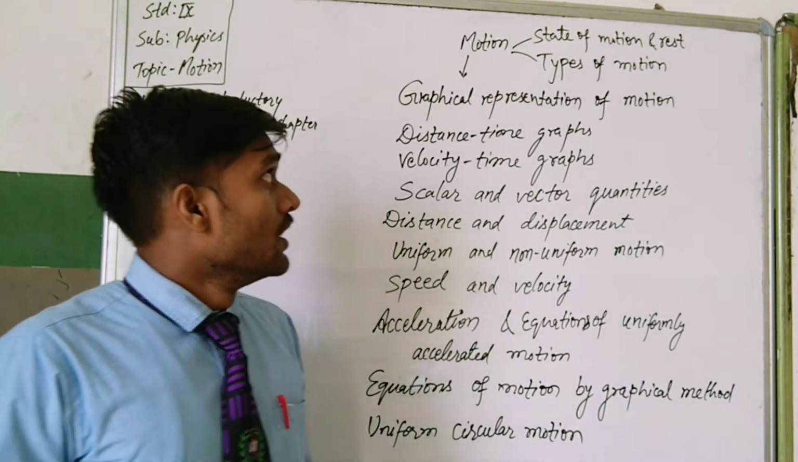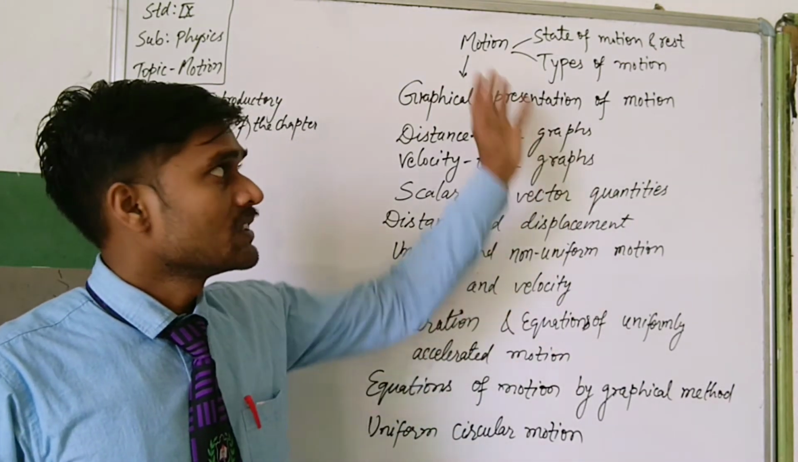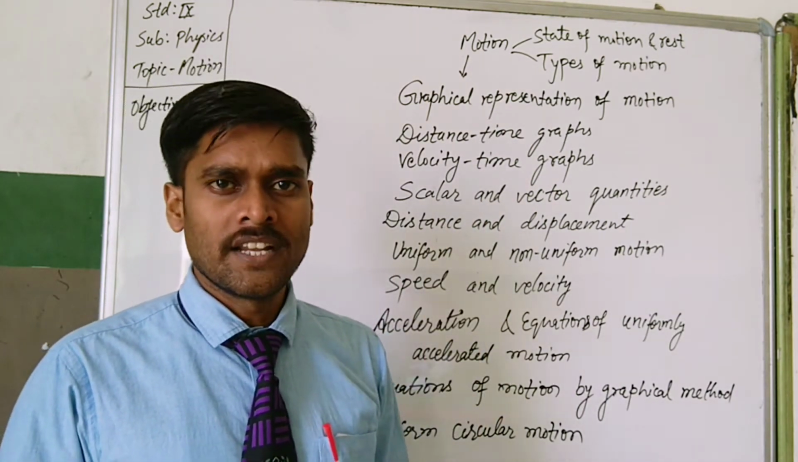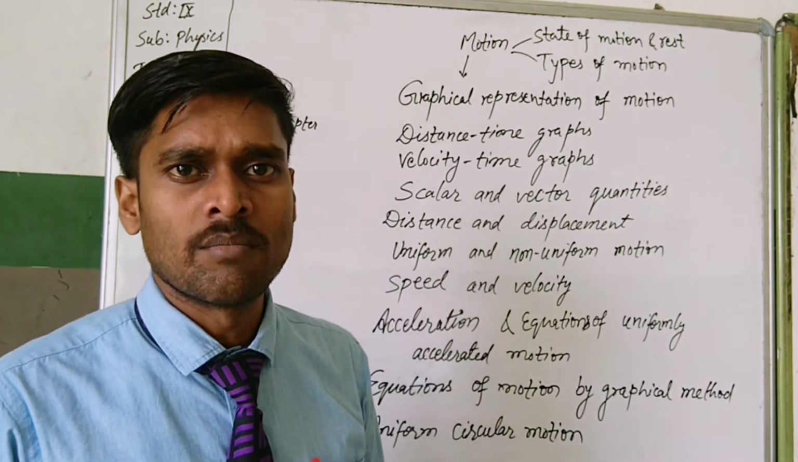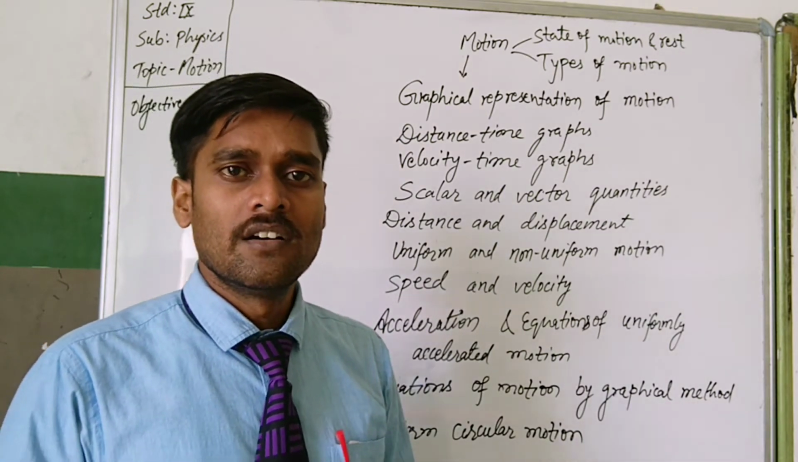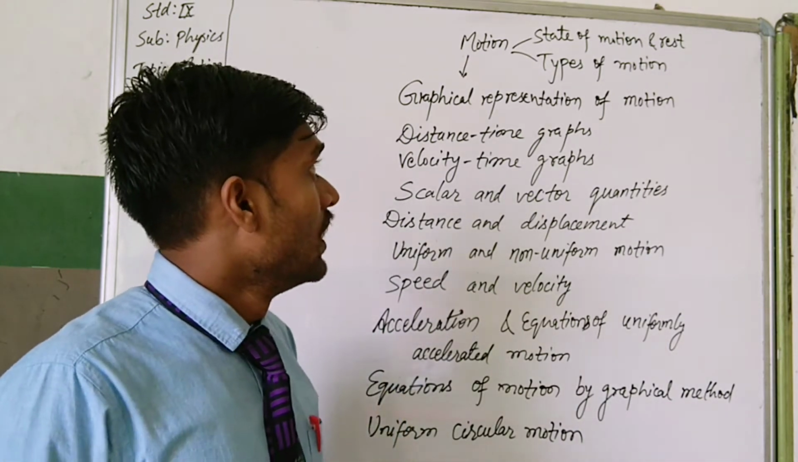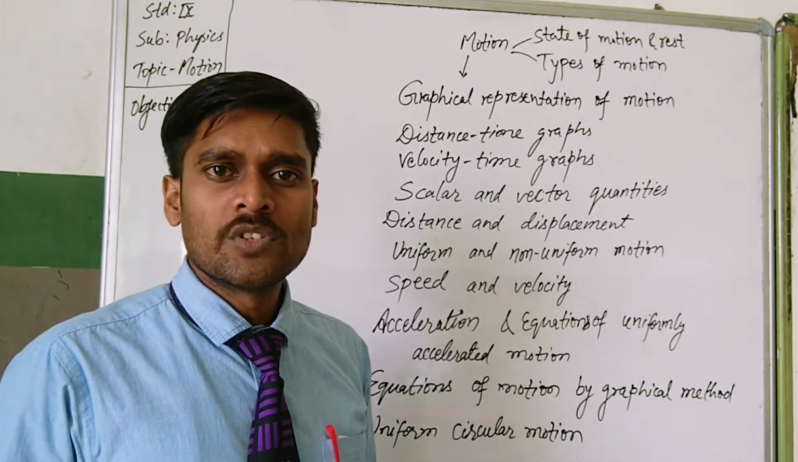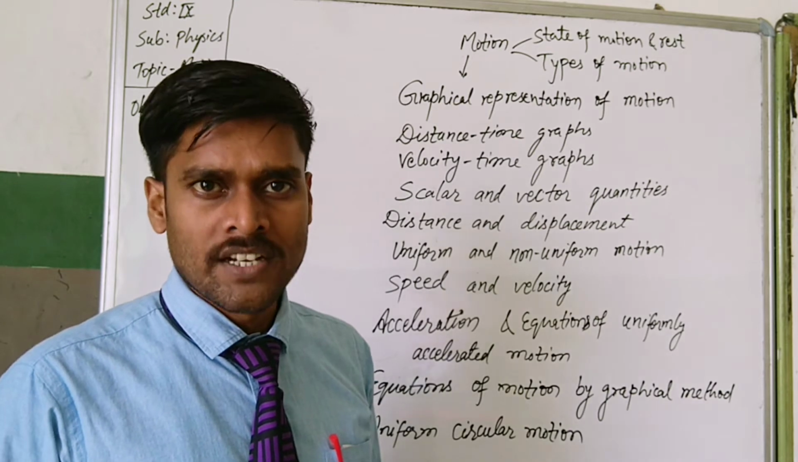Okay, so in this chapter we have to discuss motion. When do we say the object is said to be in a state of rest or a state of motion? Means you will get the concept of rest and motion, and with this you will come to know the different kinds of motion followed by different objects around us.